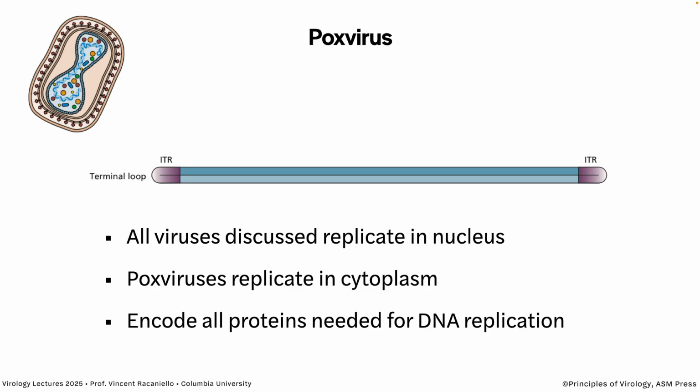And finally, pox virus. So this is the one virus that we talk about that replicates in the cytoplasm. So it encodes all proteins needed for DNA replication. It also encodes a DNA-dependent RNA polymerase, because all that stuff is in the nucleus, and apparently this virus cannot access it. It makes, in the cytoplasm, what are called factories, and it sets up shop there.